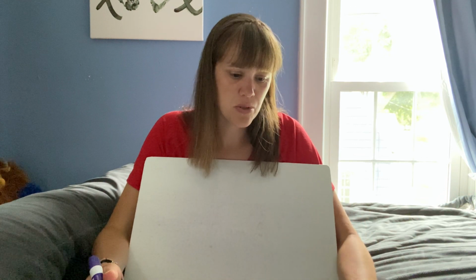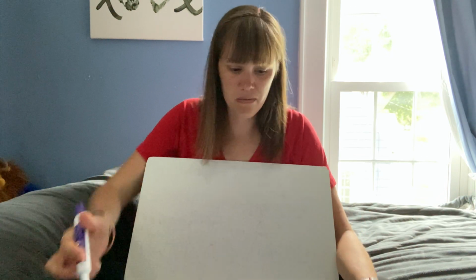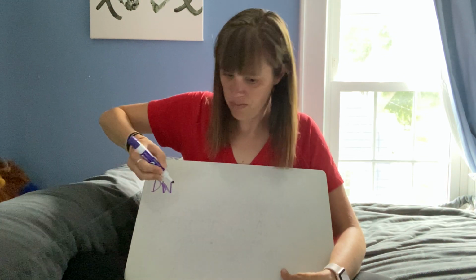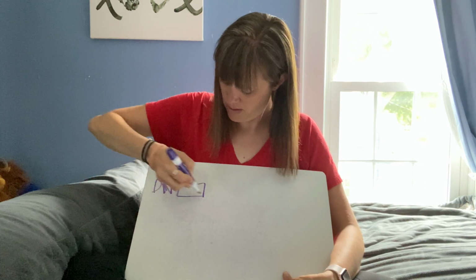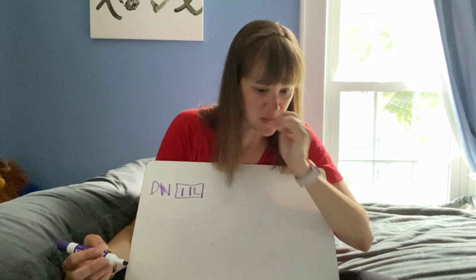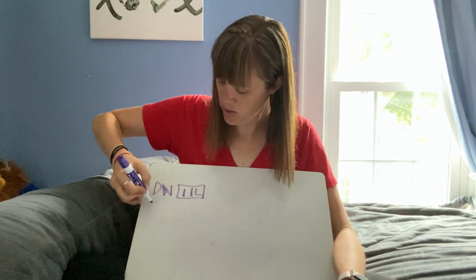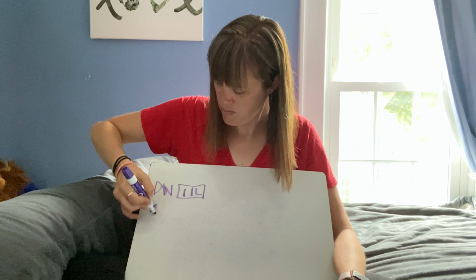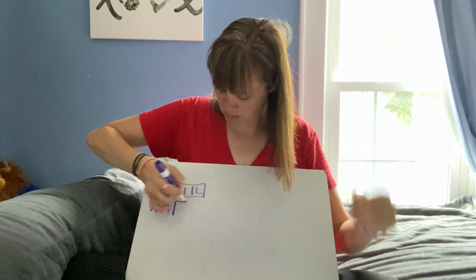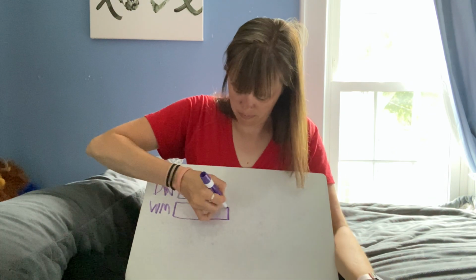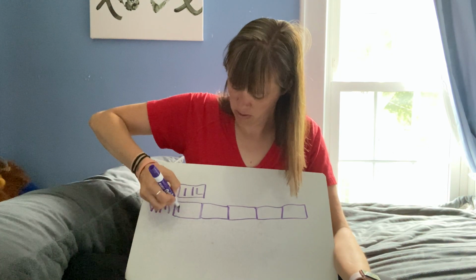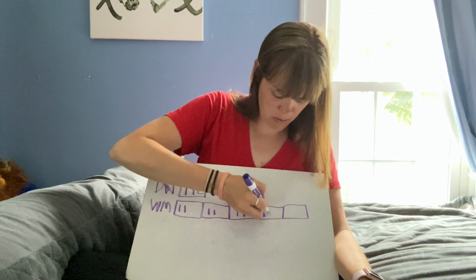A dishwasher uses 11 liters of water for each cycle. So dishwasher, 11 liters. A washing machine uses 5 times as much water as a dishwasher for each load. So we want washing machine. Yeah, you try to do that upside down. So 5 times as many. So we need 5 of these. 1, 2, 3, 4, 5. These are each worth 11 liters.